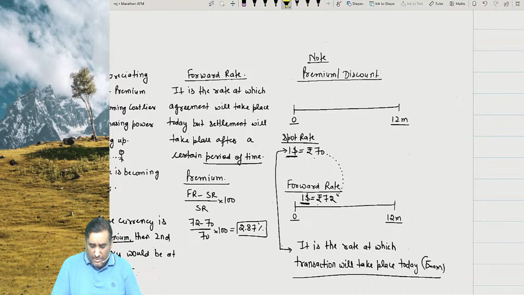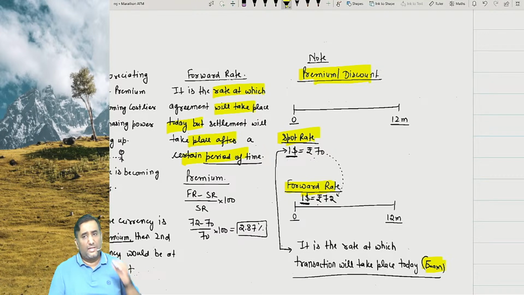It says premium and discount. Spot rate is the rate at which transaction will take place today, from an exam perspective. Forward rate is the rate at which agreement will take place today, settlement will take place after a certain period of time. It is as good as filling your examination form, a forward contract. You enter into an agreement today, make a payment today, but the exam you will give after some point of time. So this rate is known today. Forward rate is also known today.